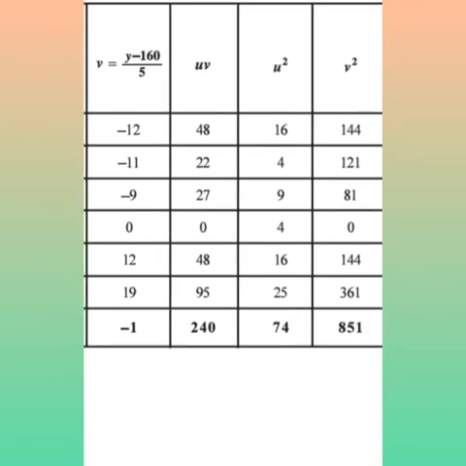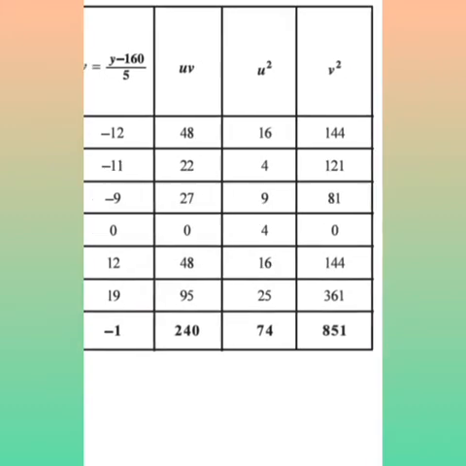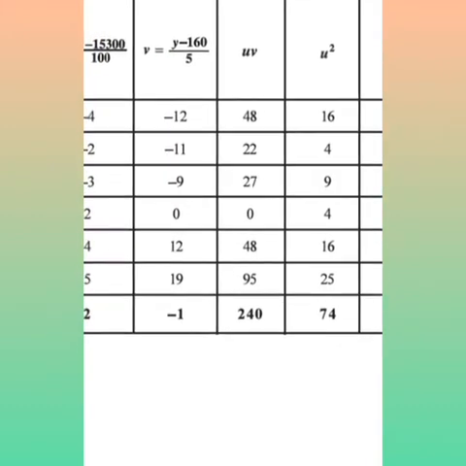Similarly, see again the first column and the last column, that is v square. What you are going to do? Minus 12 square will give you 144, minus 11 square will give you 121. Similarly, you are going to find out for all the rows, and the total of the v square is coming up to 851. This is how we found out all the columns, right?